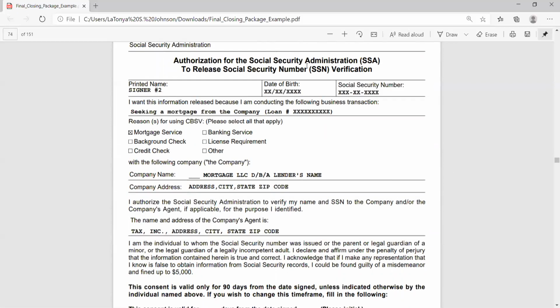Authorization for the Social Security Administration to release the Social Security number verification. This is just to verify their social. Signer 2, their date of birth, their Social Security number. If this isn't filled in, then they need to fill it in. The mortgage company usually fills in all of the rest of this stuff.